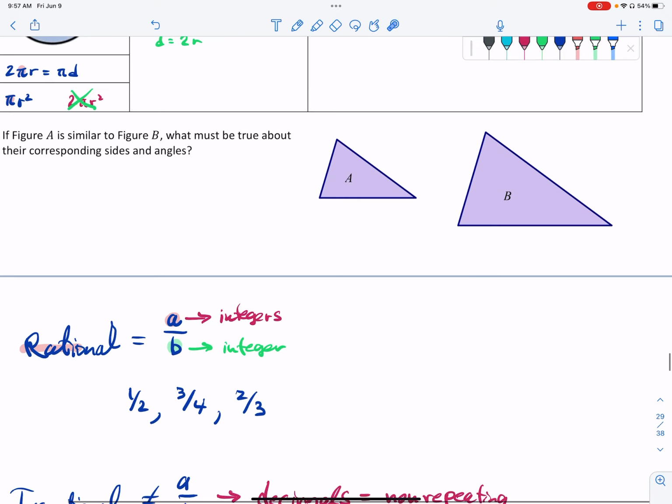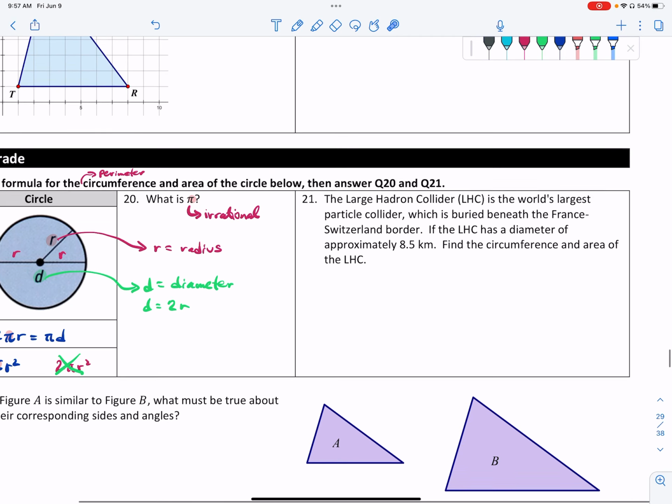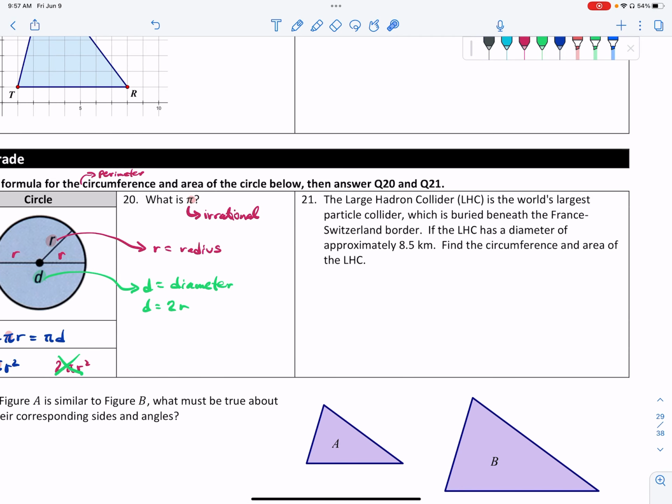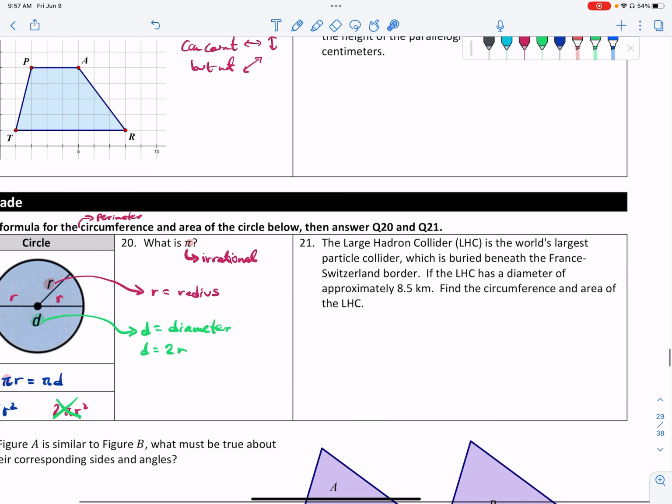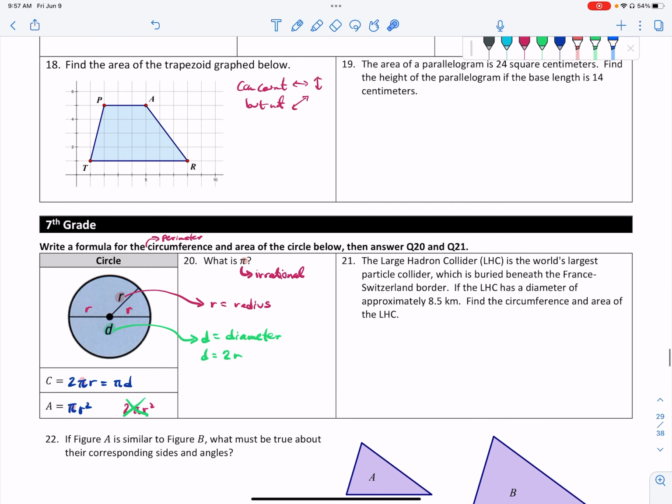All right, so going back up here to question number 21, where you're going to apply the circumference and the area formula. I do believe that this one has to do with finding the circumference and finding the area, and they give you a diameter. So it's a fairly straightforward application of those two formulas.